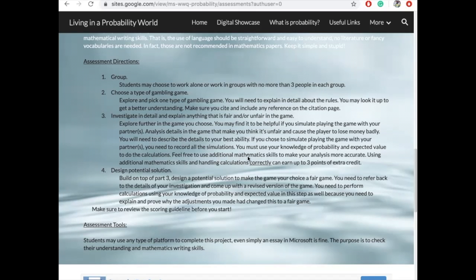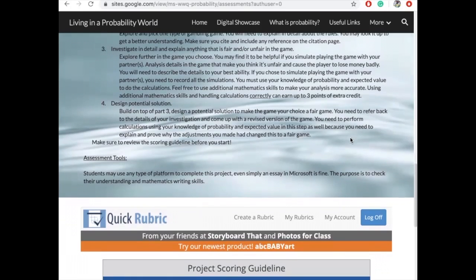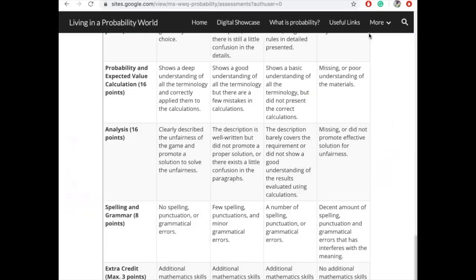You can use additional mathematics skills that are not covered in this chapter. And if you use those additional math skills and handle the correct calculations, you can earn up to 3 points of extra credit. And the last step of this assignment is to design a potential solution to make the game of your choice a fair game. For example, for the things that you suspect are highly unfair, you need to come up with a solution that could make the game of your choice a fair game and it is fair to the player. It won't cause them to lose money badly. Make sure to review the scoring guideline before you start.